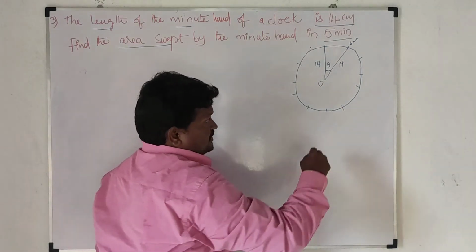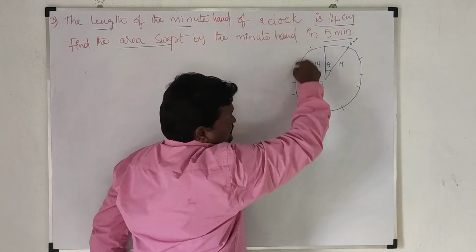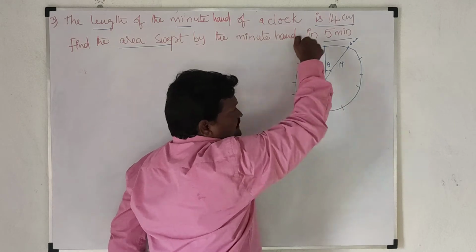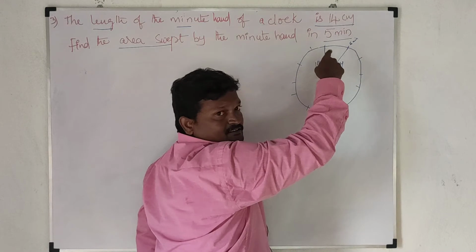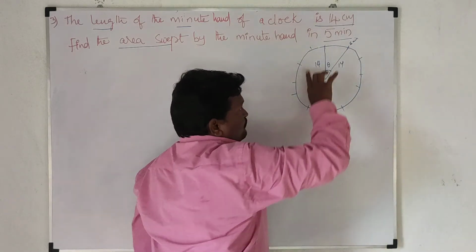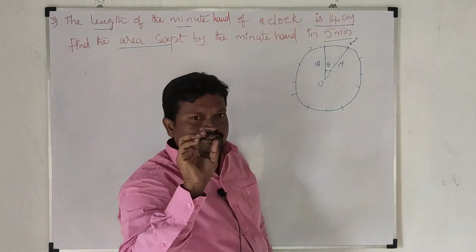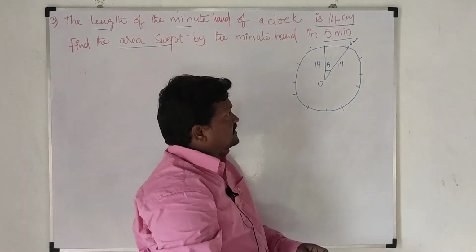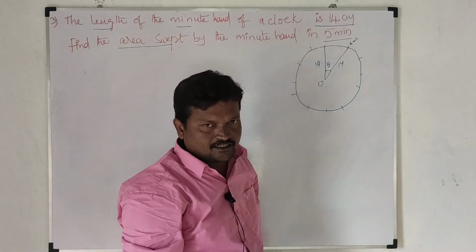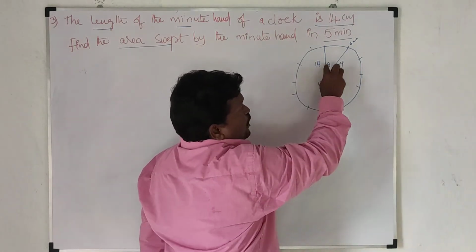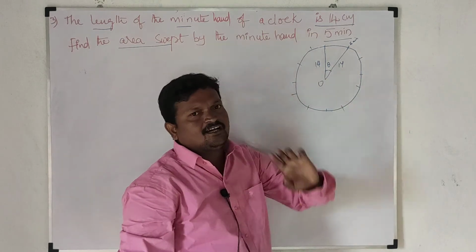See, if the minute hand rotates one complete revolution, how much angle will it cover? 360 degrees it will cover. One revolution means it will complete 60 minutes. After rotating from here to here to here, how many minutes will it take? 60 minutes. In 60 minutes, how much angle will it cover at the center? 360 degrees. But in 5 minutes, how much angle will it cover? That will be the angle of the sector.